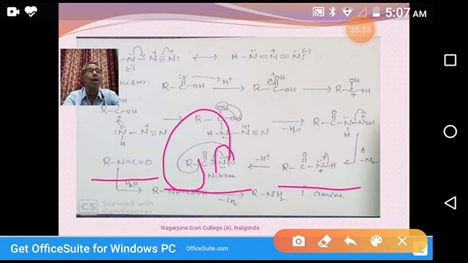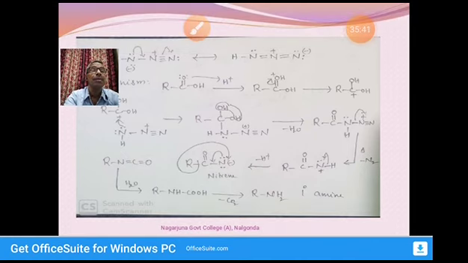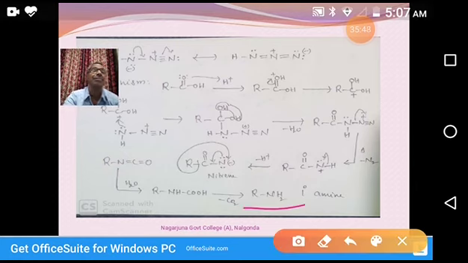We know isocyanate is very reactive with water. It forms carbamic acid. Then on decarboxylation, you are getting amine. So from acid we are getting amine. This is the mechanism of this reaction.